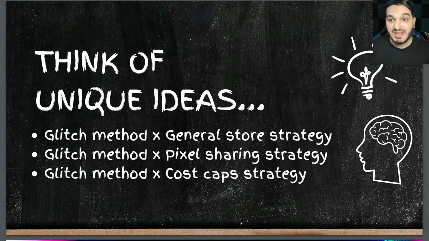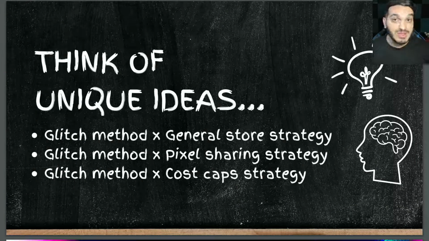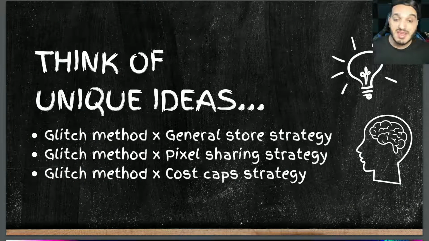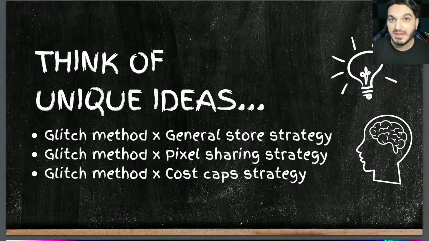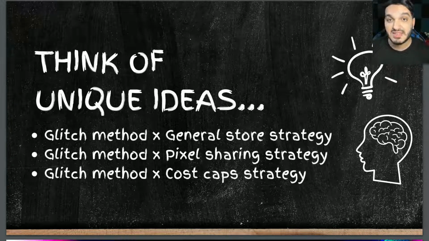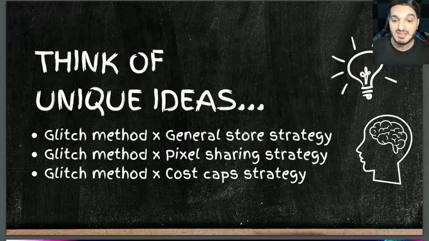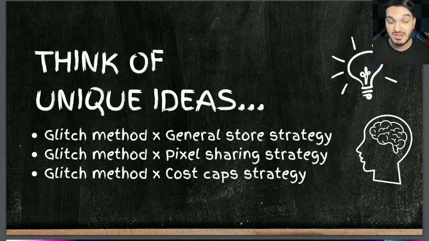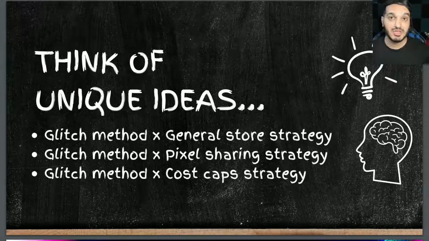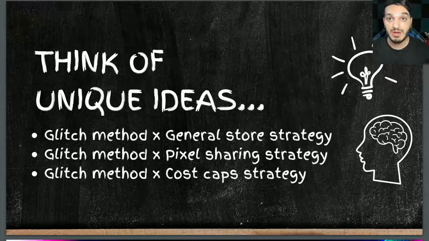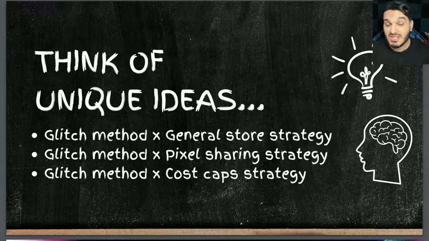So my goal was to think of new ideas, new twists with the glitch method, and here are the 3 things that I came across. You probably already recognize the general store strategy because I did make a YouTube video about it, but I'm going to dive deeper into that because I think it's essential for the pixel sharing strategy as well. And the cost cap strategy isn't the 300 method, it's something I've been doing and it's really working well, and I'm going to share that with you guys. So let's just jump right into it.